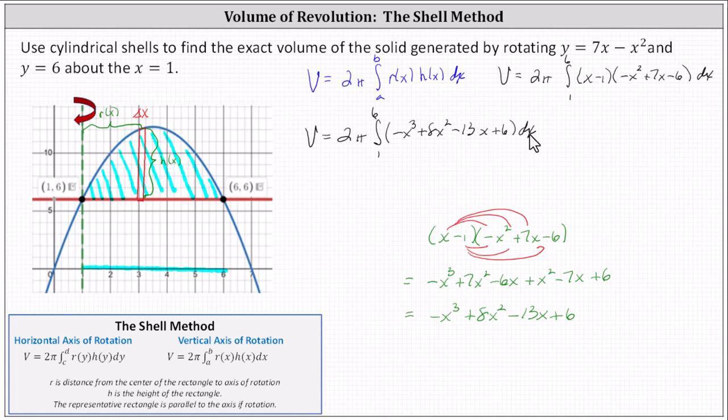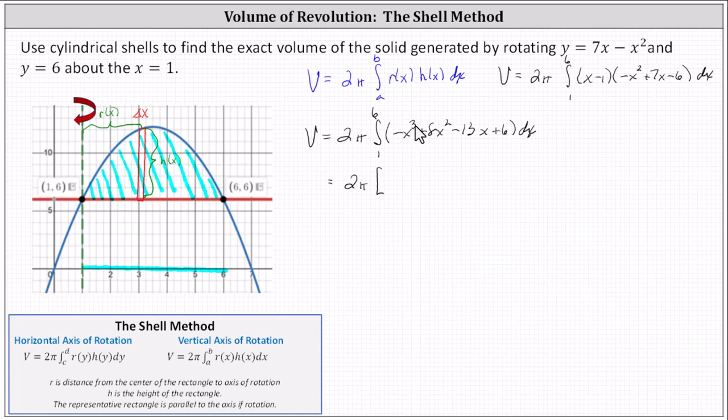The next step is to find the antiderivative, which is negative x to the fourth divided by 4, or negative 1/4 x to the fourth, plus 8 times x cubed divided by 3, or 8/3 x cubed, minus 13 times x squared divided by 2, or minus 13/2 x squared, plus 6x. And now we need to determine 2 pi times the difference of big F of 6 minus big F of 1.